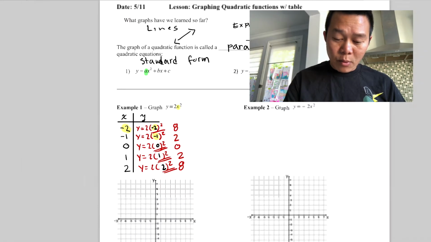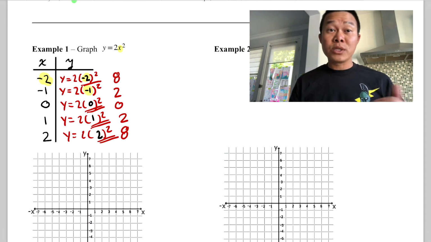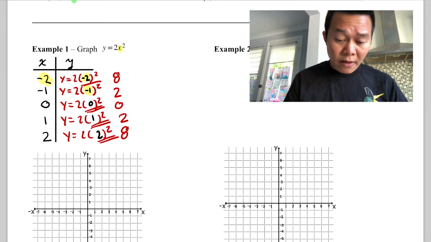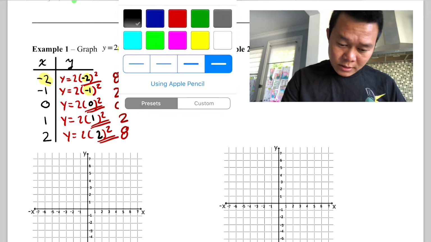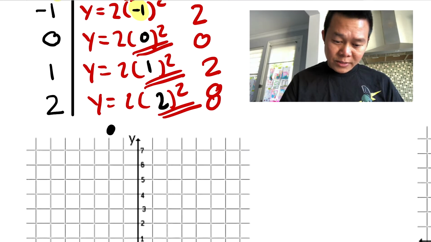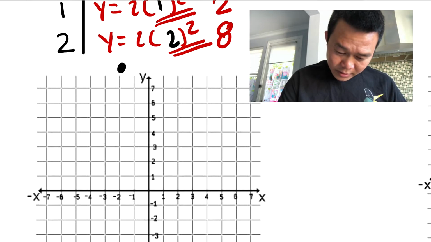Awesome. So now we have our y values, and what we're going to do is plot these pairs. We should have a total of 5 pairs of points. So let's start with the first one. That's -2 followed by 8. So go to our graph, -2 followed by 8. That's going to be this point right up here. The next point is going to be -1 followed by 2. So that would be this other point.